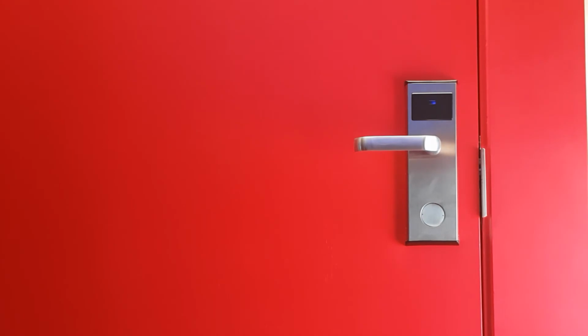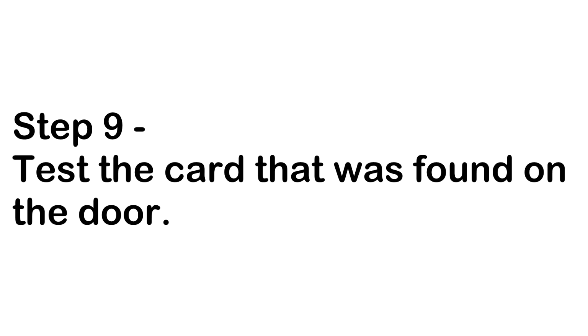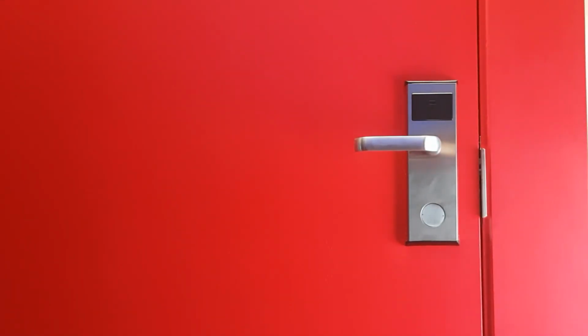Next, go to the door and present your authorization card, followed by your Cancel Report Loss card. Now, test the card that was found, making sure it now works on the door. You will need to perform this step on all locks on the premises.